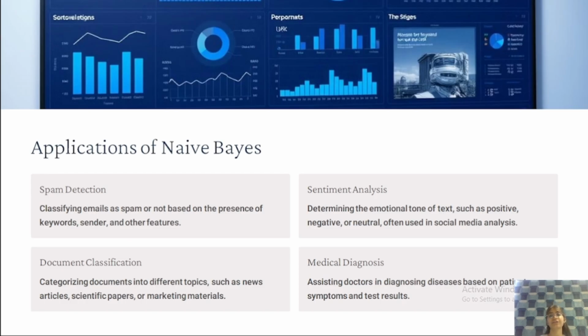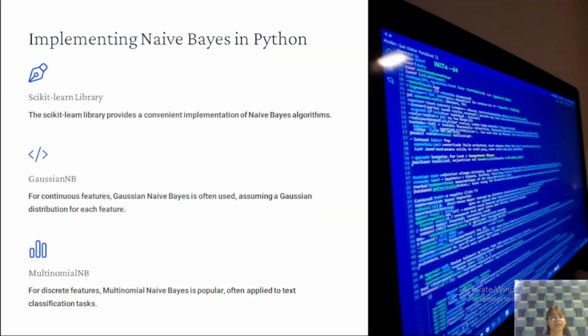Now the applications of Naive Bayes. Naive Bayes is widely used in the real world. You can use it in spam detection, sentiment analysis, document classification and medical diagnosis. Like in spam detection, you can classify emails as spam or not based on the presence of keywords or sender or other features. Then the implementation of Naive Bayes in Python.